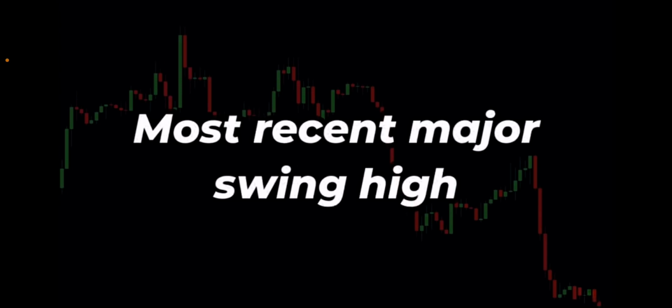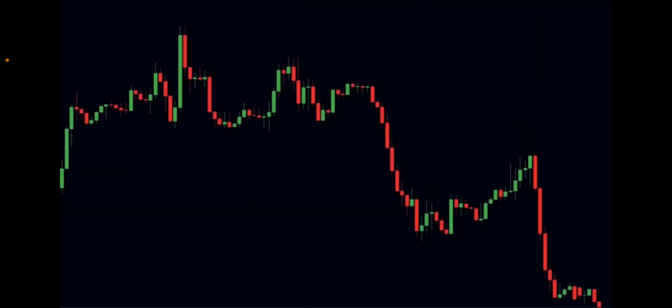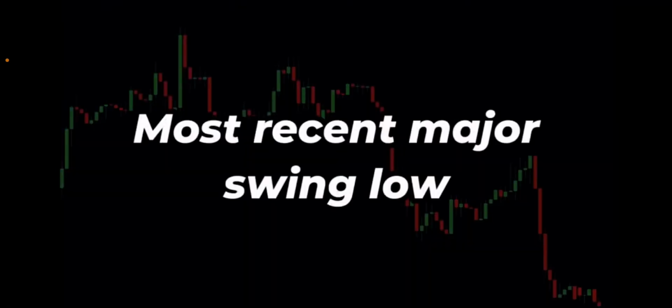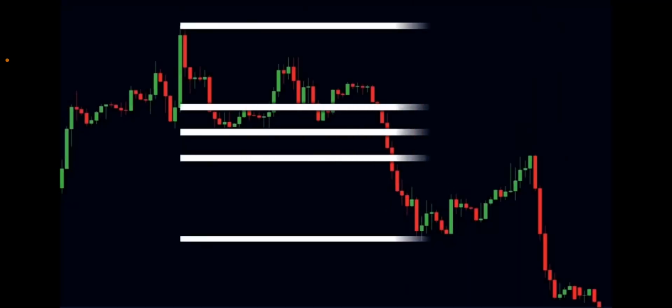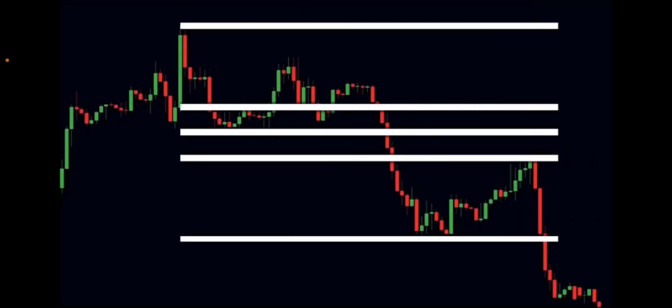Similarly, in a downtrend we will reverse the process. First, we need to identify the recent swing high. On this chart, this is the most recent swing high. Then we will identify the most recent swing low on the chart, which is this point. Now, we will draw the retracement tool starting from the high of the swing high to the low of the swing low. Again, you will start from the swing high and end at the swing low.